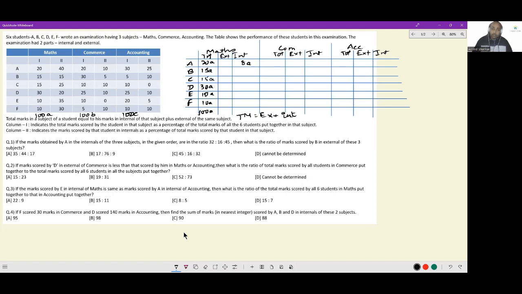15% of 15 is 2.25A. Then 25% of 15 is 3.75A. Then 6A. Then 3.5A and 3A. And thereby the externals can also be calculated.